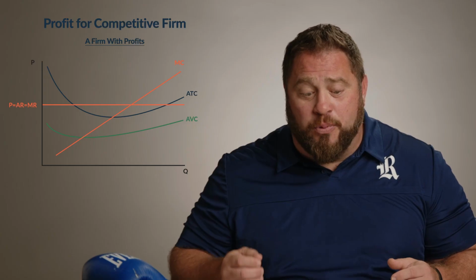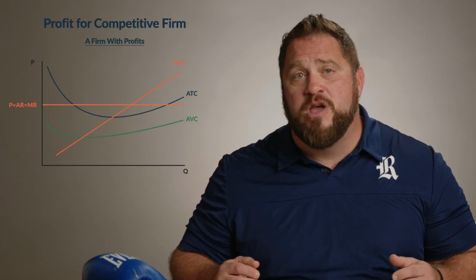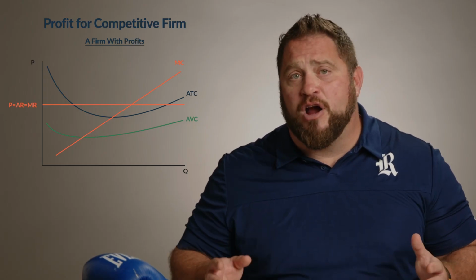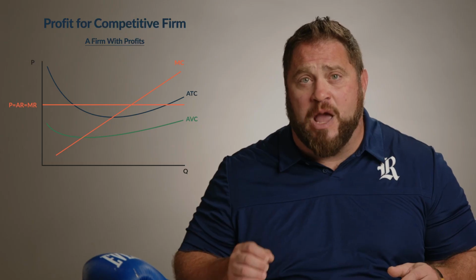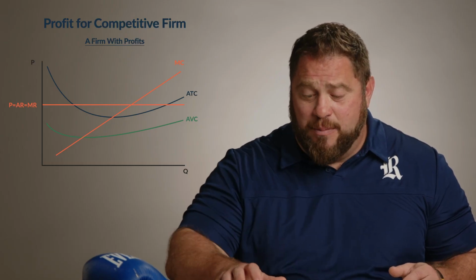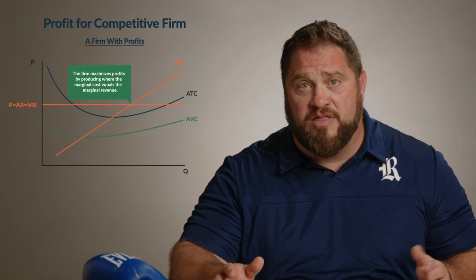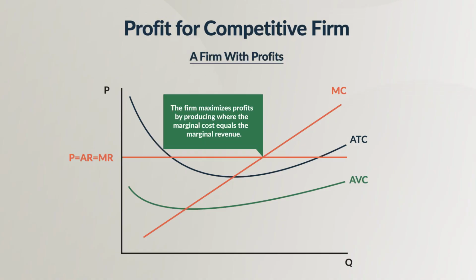So where are we going to produce? We're going to produce where marginal revenue equals marginal cost. In all of our graphs, that's the first place we want to find. We want to find that intersection because it's going to show us the quantity that we're going to produce. So we go find that point, we go down, we find here, this is the quantity that maximizes profits.